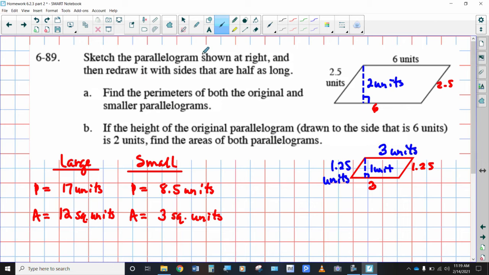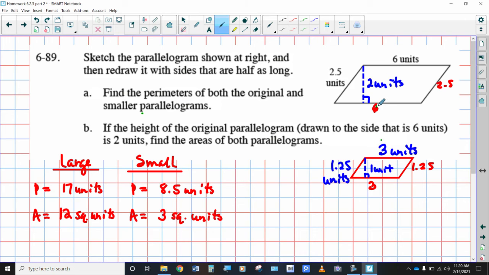Sketch the parallelogram shown at the right, then redraw it with sides that are half the length. Okay, so that means that 6 units becomes 3, and the 2.5 units becomes 1.25. How do we know? Oh, it says it right there.